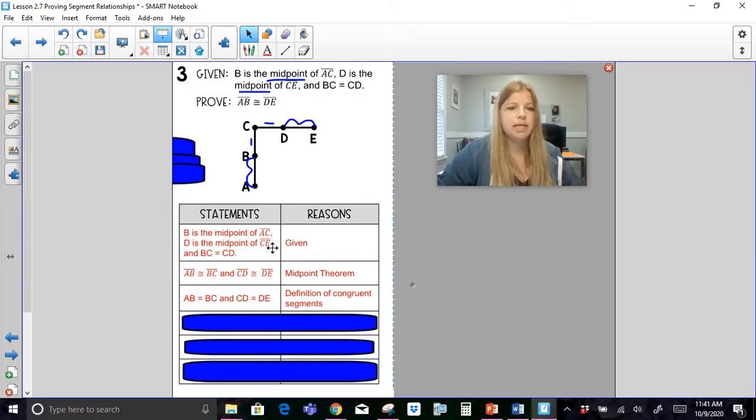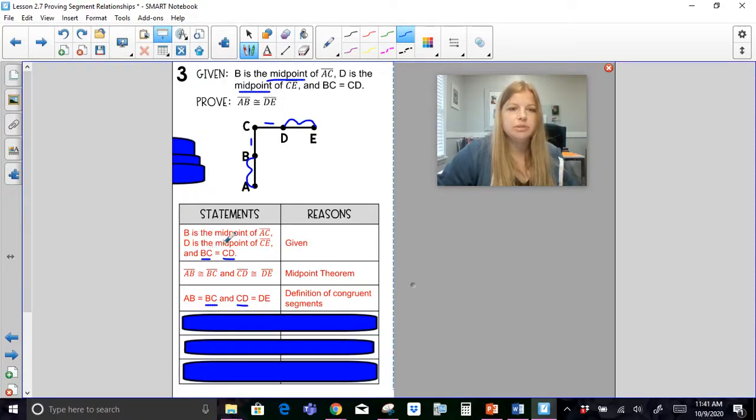All right, so now I'm saying that these two measures are equal, these two measures are equal. Now, look what ends up happening here. We are told that BC is equal to CD, right? And notice BC and CD are here.